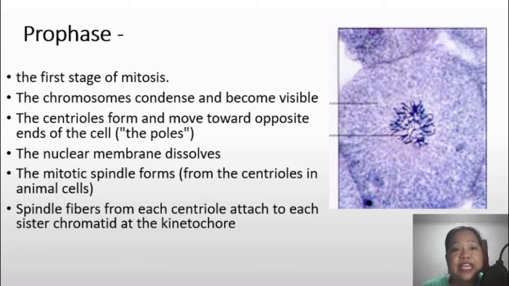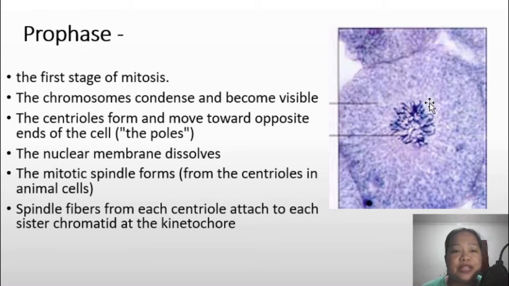The prophase is the first stage of mitosis. The chromosome condenses and becomes visible. So, the diagram on the right corner is the chromosome of the cell. It becomes visible and it looks like it is haploid. So this is prophase, the first stage of mitosis.